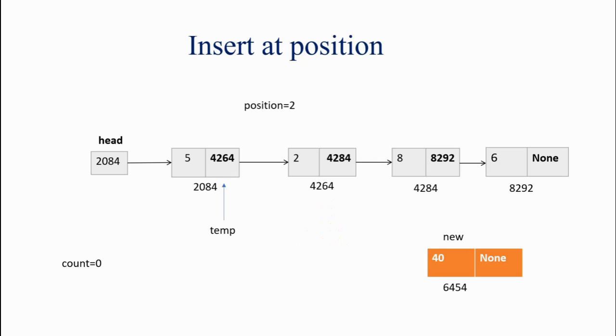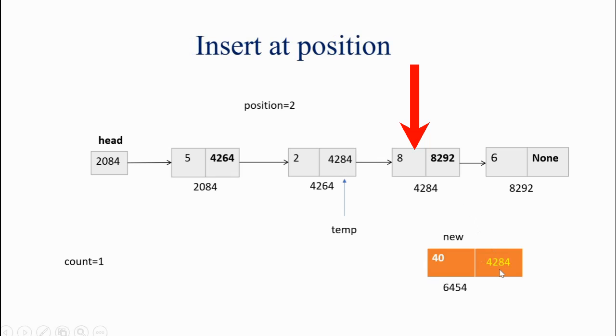So to check if we reach that position, we have a counter count which starts from 0. We have initialized count to 0 as we have taken node position from 0. The while loop will iterate till count is less than position minus 1. That is till temp has reached the node at position 1. Once temp reaches this node, we need to insert the node. First, update new.next with the address of this node. Address of this node can be found in temp.next.